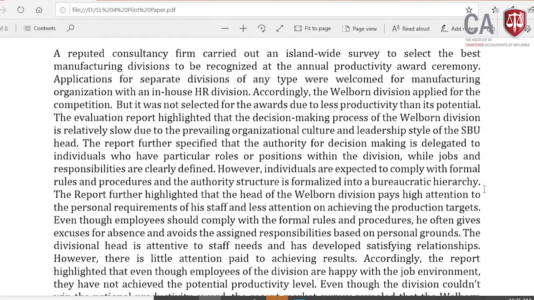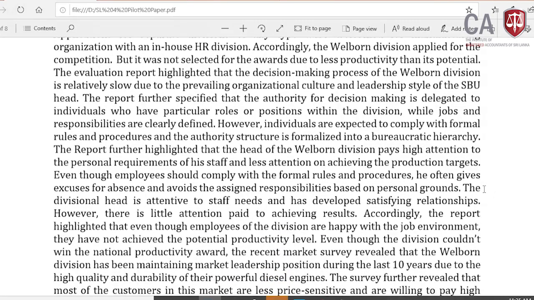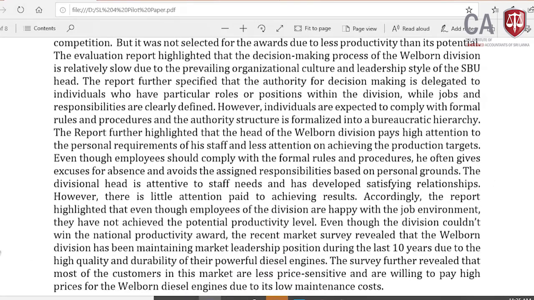Wellborn, what is the information they have given on the leadership? The report further highlighted that the head of the Wellborn division pays high attention to the personal requirements of his staff and less attention to achieving the production targets. Even though employees should comply with the formal rules and procedures, he often gives excuses for absence and avoids the assigned responsibility on personal grounds.